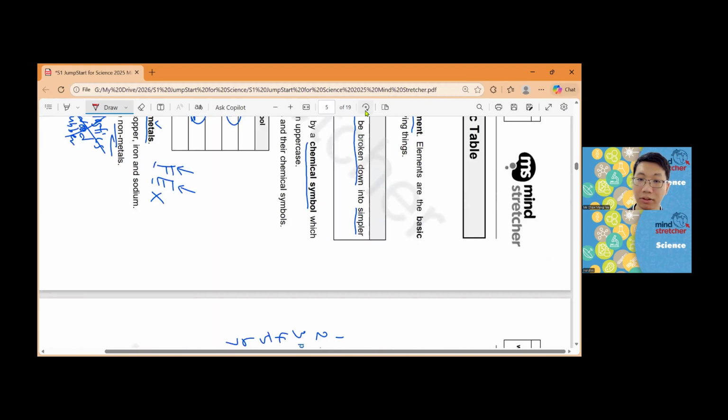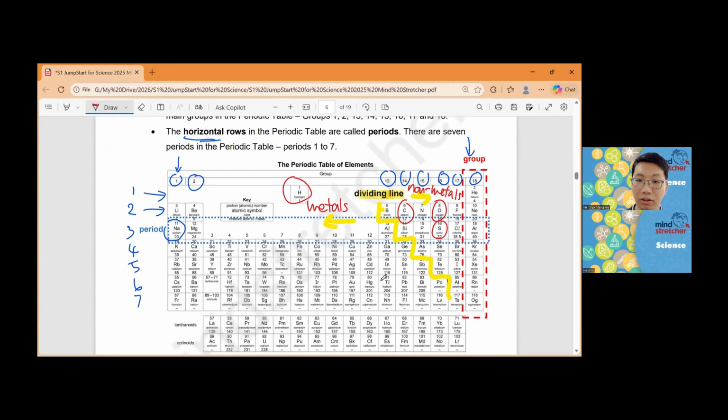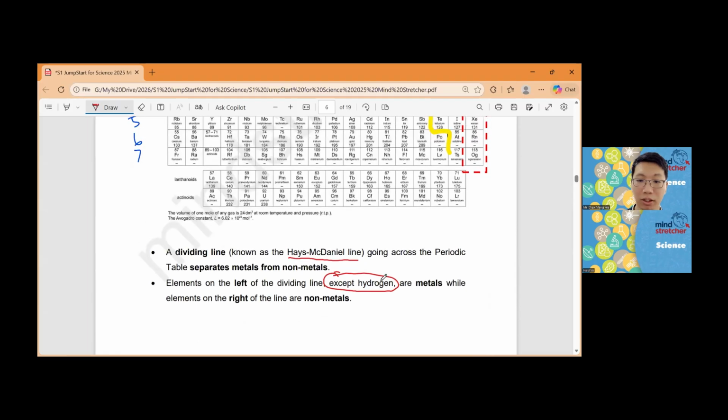Then they ask you whether it's a metal or a non-metal. Just now, I mentioned this, right? Hold on, let me go back, flip this around. Read this sentence for those who are confused here. This sentence says that a dividing line going across the periodic table separates the metals from the non-metals. Those on the left of the dividing line are metals. Those on the right of the dividing line are non-metals.